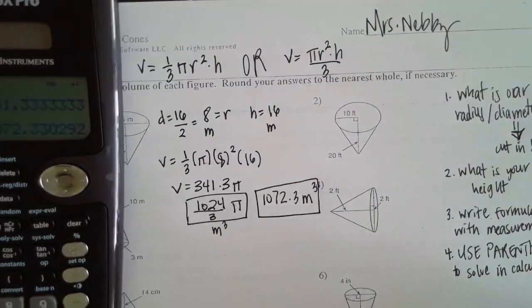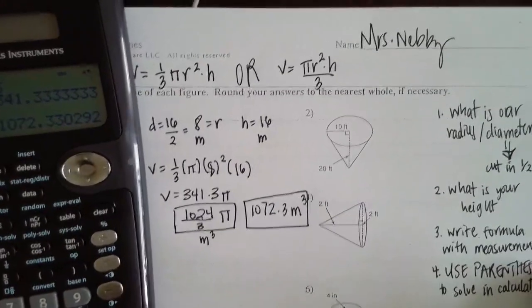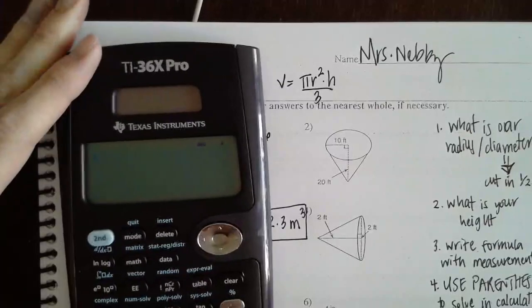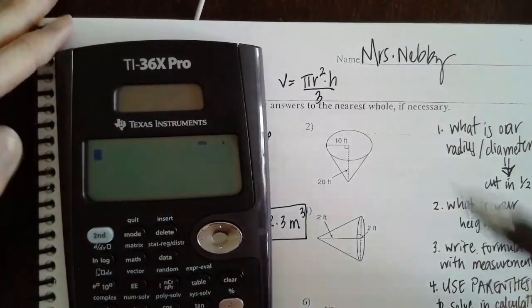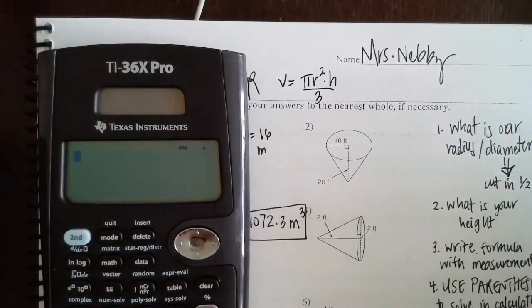Okay, so that's the first one. And these go by really fast. They just take a while to explain. It's the same steps every time, and it's pretty much the same steps you've been doing. You just have to divide by 3. So I'm going to do number 2 slightly different so that it's pretty much how you did the cylinders.